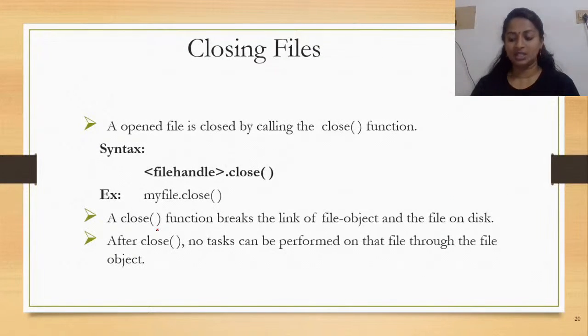A file opened using the open function, what happens? A link is established from where to where? From the file object to the place where the file is residing, right? Similarly, when you try to close it, what happens exactly is you detach the link between the file pointer and the place where the file is stored.